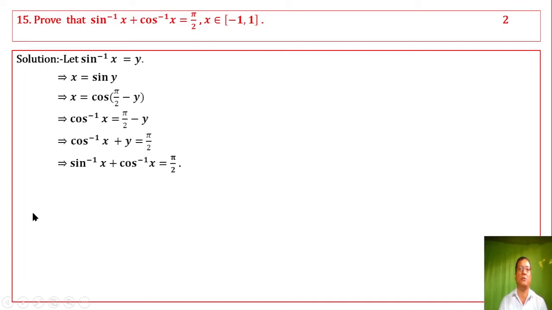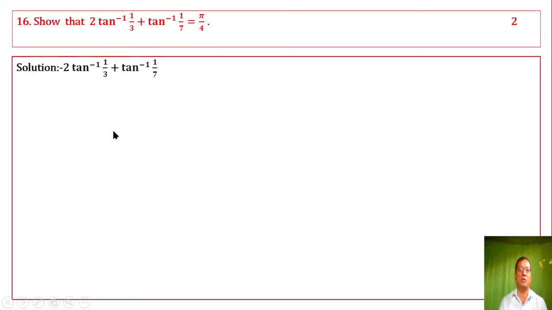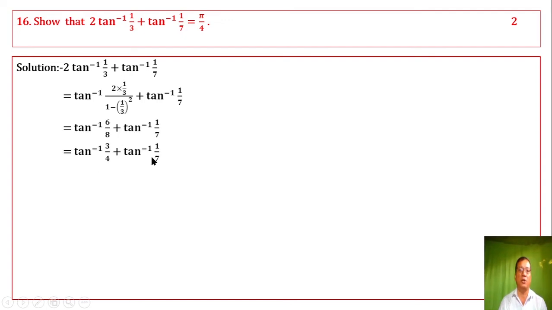We have this. For question number 16, prove that 2 tan inverse of 1 by 3 plus tan inverse of 1 by 7 equal to pi by 4. Left hand side becomes this. Using twice tan inverse x formula we have this, and simplify, and lastly adding, tan inverse x plus tan inverse y formula we have tan inverse of x plus y by 1 minus x into y. Evaluate tan inverse 1, which is pi by 4. Hence proved.